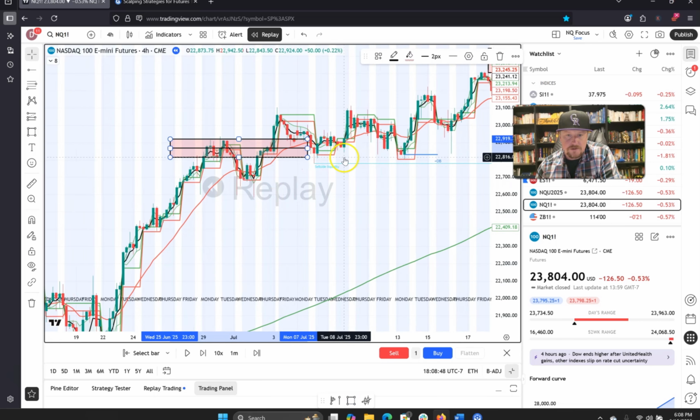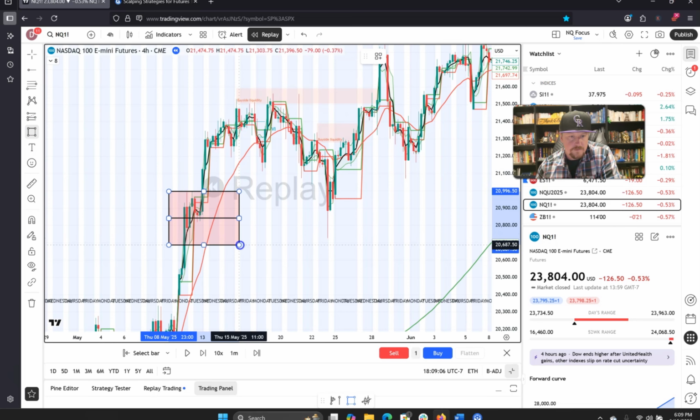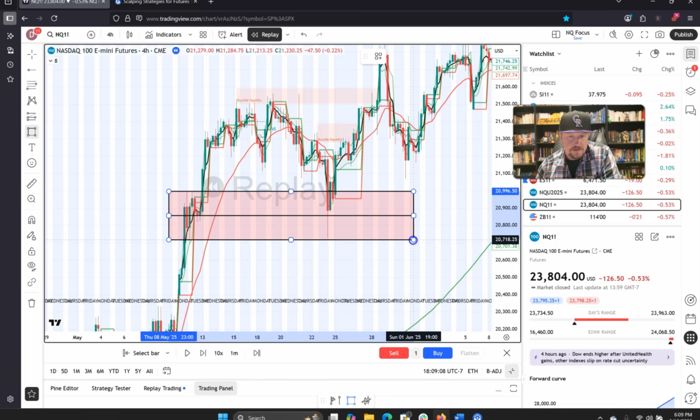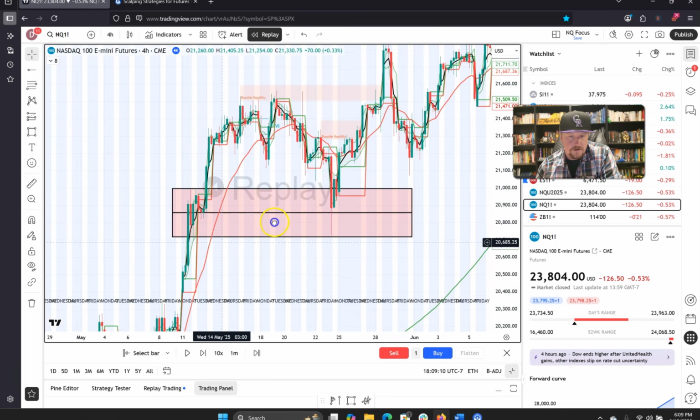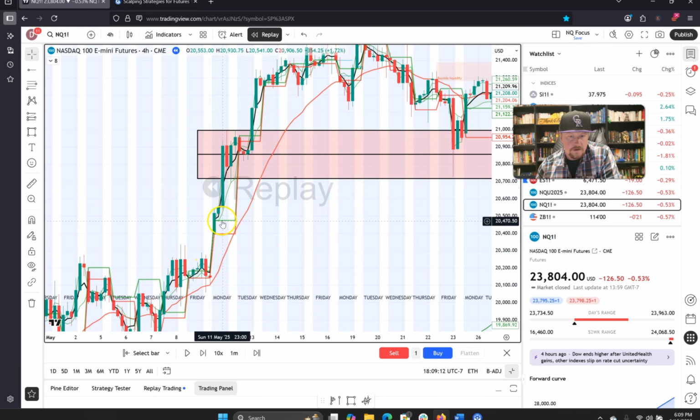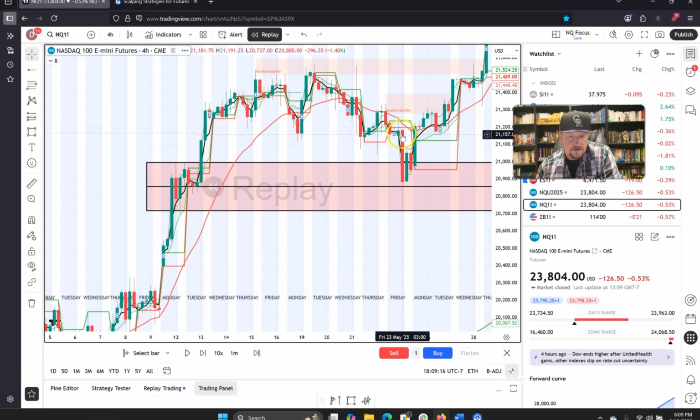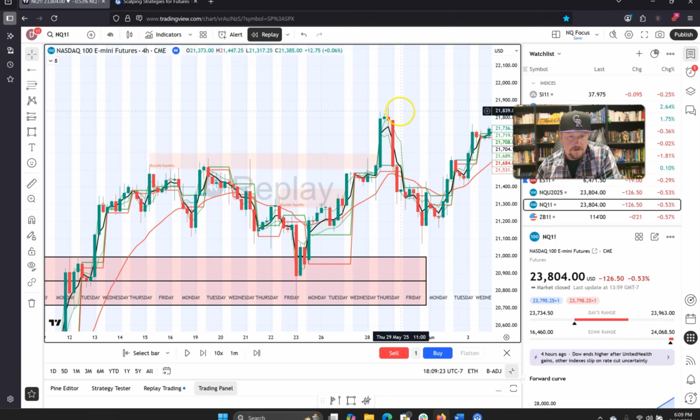Here's a pretty obvious one too. You see this, boom, this is a level of consolidation on our ride higher earlier. So we had this big move to the upside, consolidation right here, big move up. When we come back into it, you see we have this huge red candle. All the buyers step back in. Money printer right there. Boom.